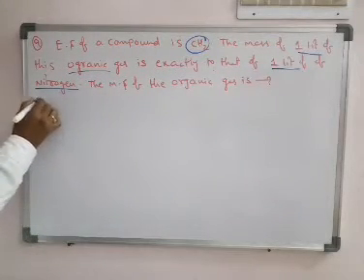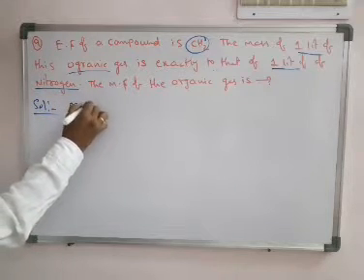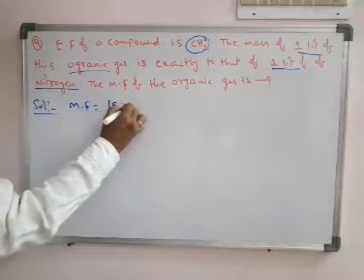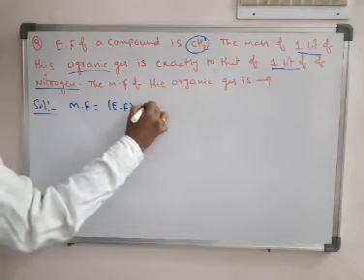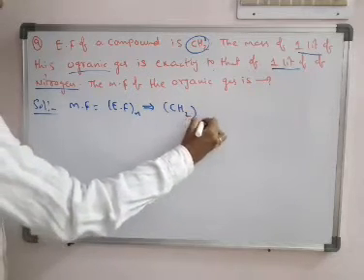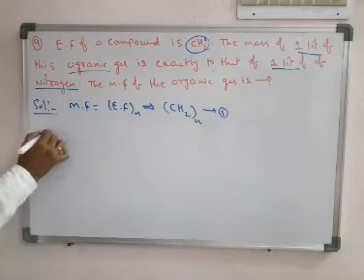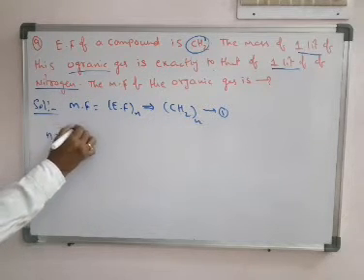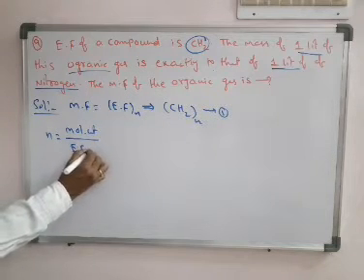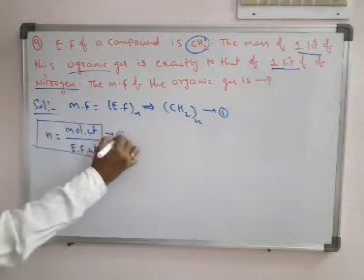So here the same empirical formula is given. We have to find the molecular formula. What is the relation? Molecular formula is equal to empirical formula taken n. Empirical formula is given as CH2, taken n. Say equation 1. Next, how to calculate the n? n equals molecular weight by empirical formula weight. Take it as equation 2.